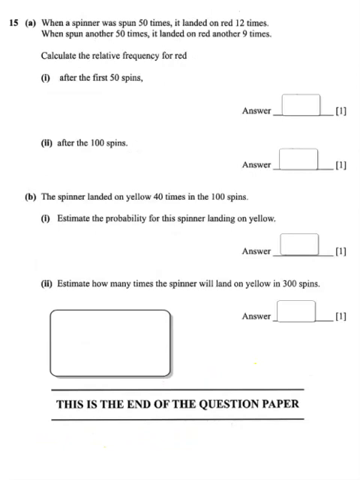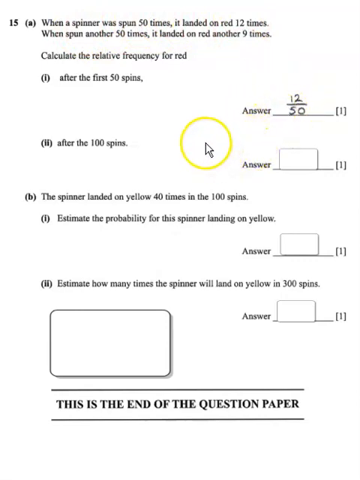So the final question in this paper is question 15, and it says when a spinner was spun 50 times, it landed on red 12 times. When spun another 50 times, it landed on red another 9 times. Calculate the relative frequency for red after the first 50 spins. So we can look at the first sentence here. First 50 spins, it landed on 12 times. So you can see there 12 out of 50.